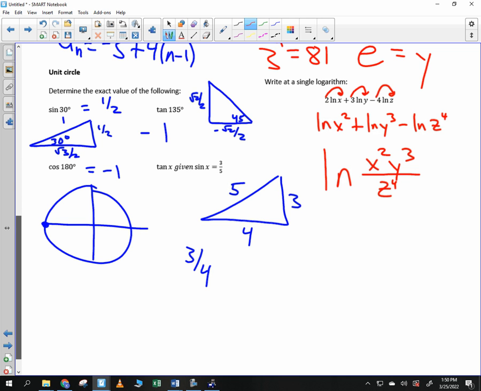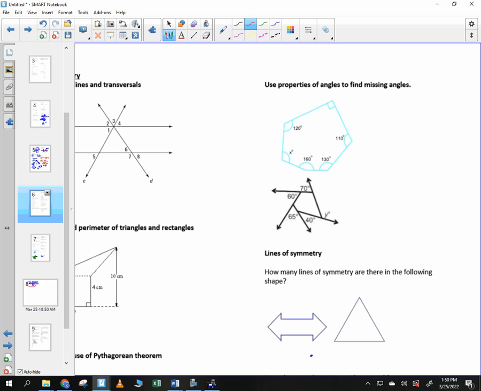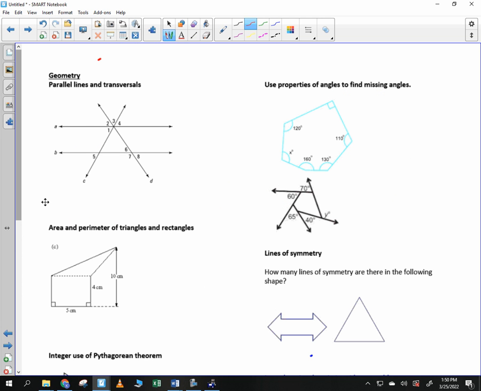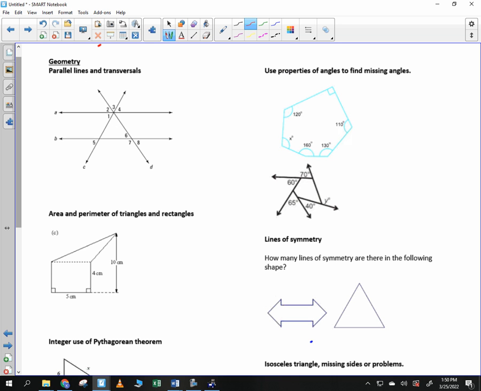So, parallel lines and transversals. Ooh. Remember some geometry? You love geometry. That's great. Thank you.